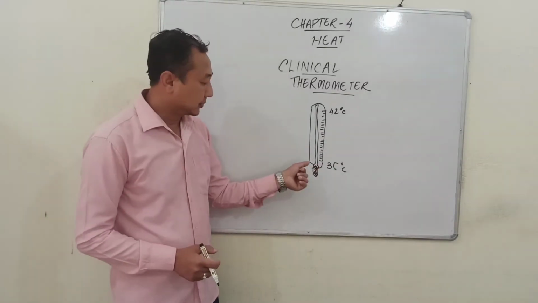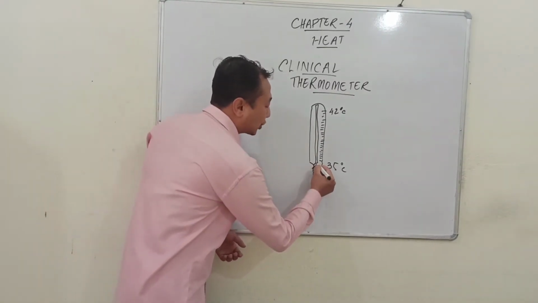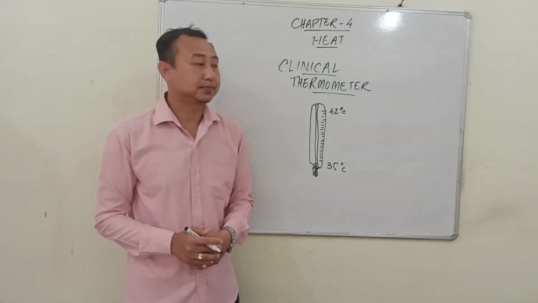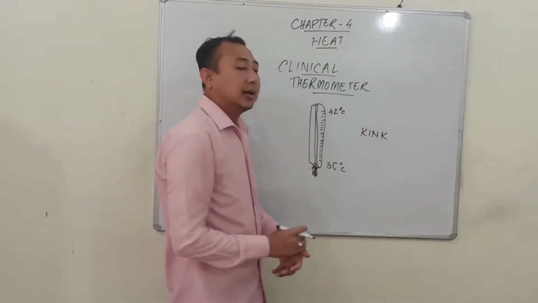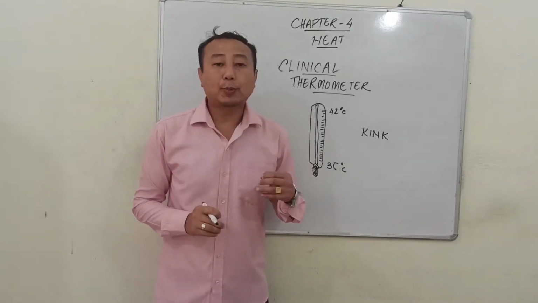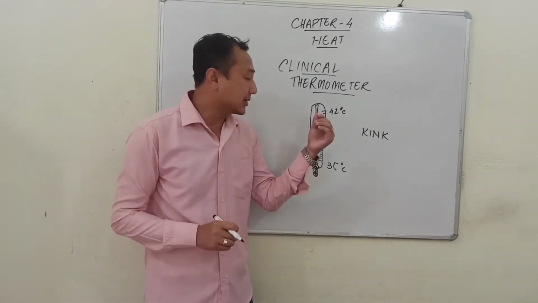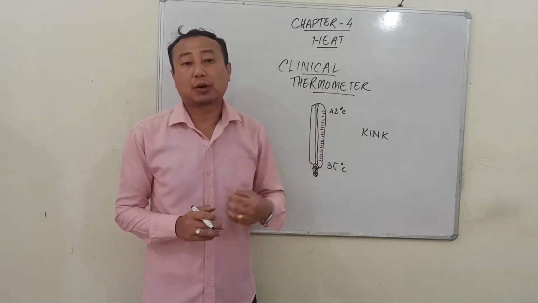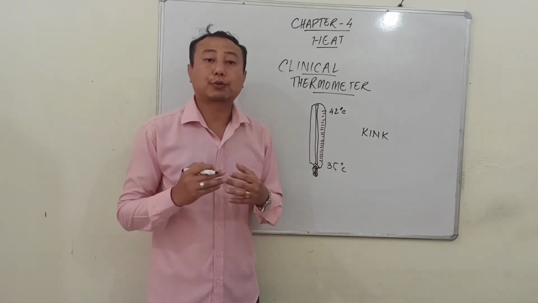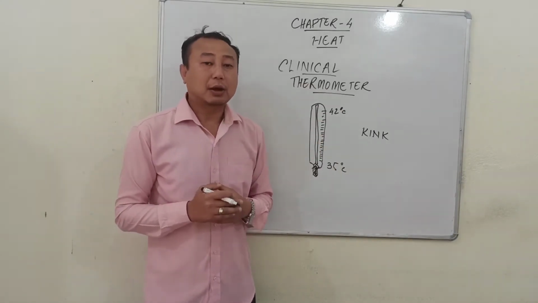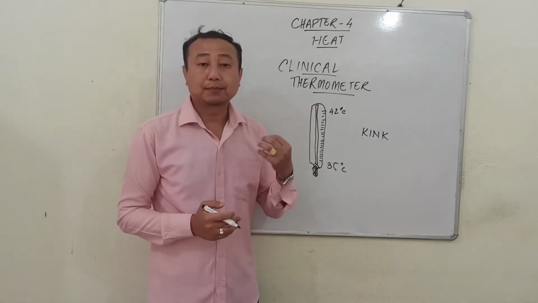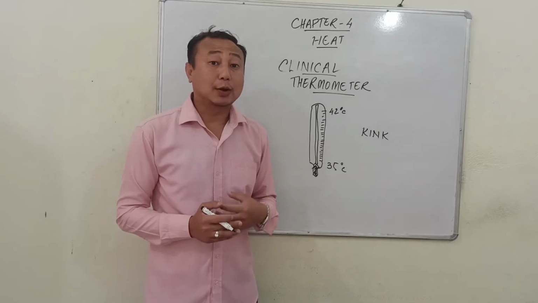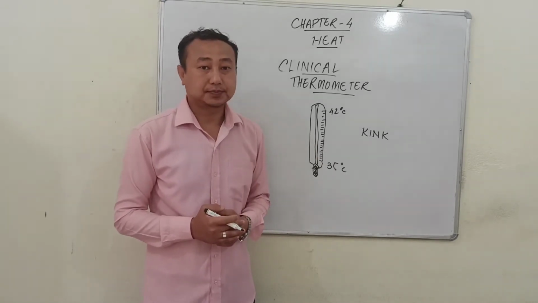Near the bulb, there is a constricted portion, which is known as a kink. The kink prevents the mercury present inside the thermometer from flowing back when it is removed from the mouth of the patient or from the mouth of a person. Now, let us see how the clinical thermometer can be used for measuring the temperature of the human body and what precautions we have to take.